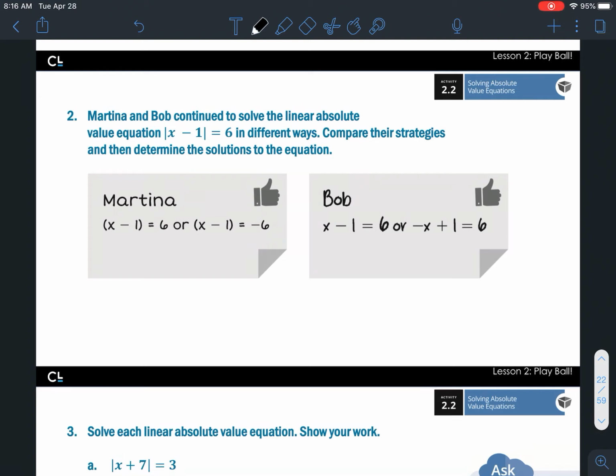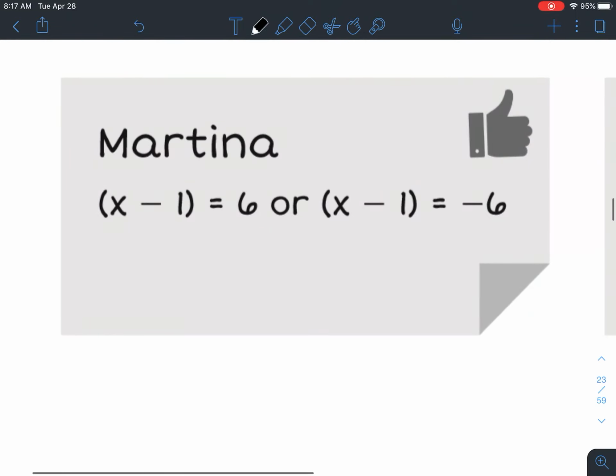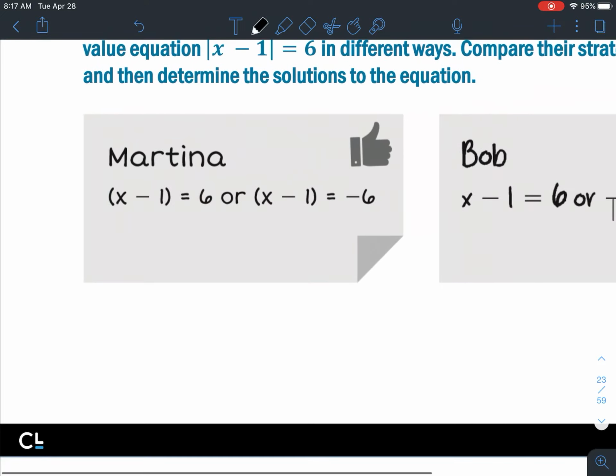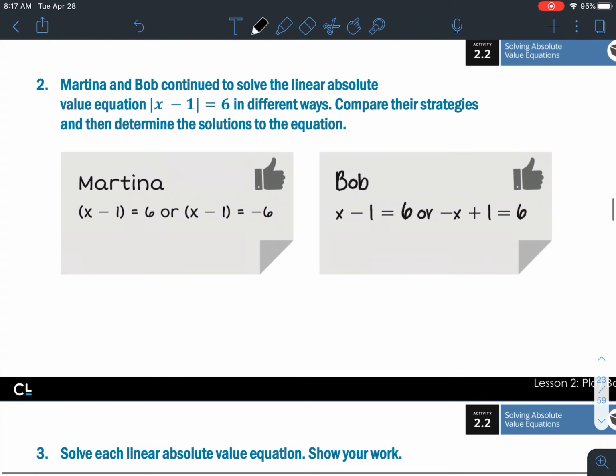So Martina and Bob continued to solve the linear absolute value equation, the absolute value of x minus 1 is equal to 6, in different ways. Compare their strategies, then determine the solution to the equation. So Martina takes it as x minus 1 is equal to 6 or x minus 1 is equal to negative 6. And then Bob has x minus 1 is equal to 6 or negative x plus 1 is equal to 6.